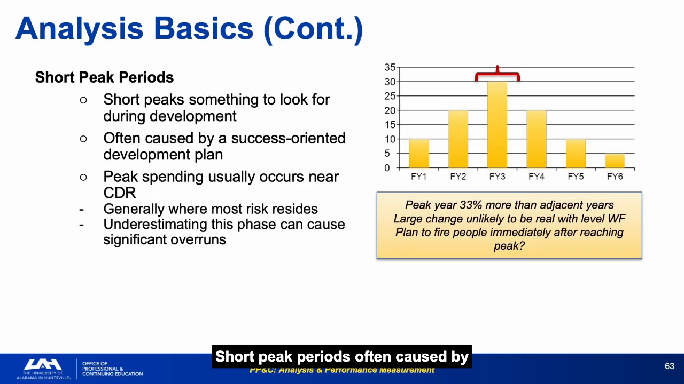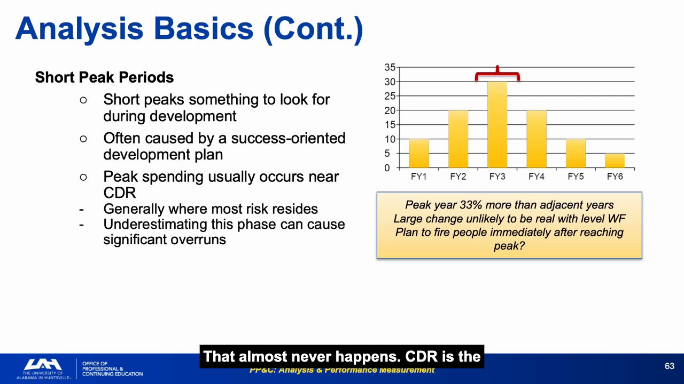Short peak periods, often caused by success-oriented development plans. Peak spending usually occurs near CDR, which is where most risk resides. Underestimating this phase causes significant overruns. A peak year that is 33% higher than adjacent years, combined with a level workforce, implies that the program plans to fire people immediately after reaching peak.